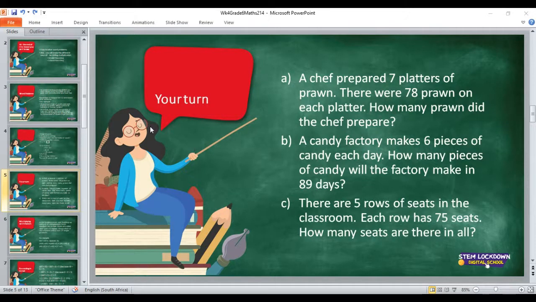All right, let me go to our last question. The last one says there are 5 rows of seats in the classroom. Each row has 75 seats. How many seats are there in all, or rather, what is the total number of the seats in the classroom? There's 5 rows and there's 75 seats. How many seats are there in all?